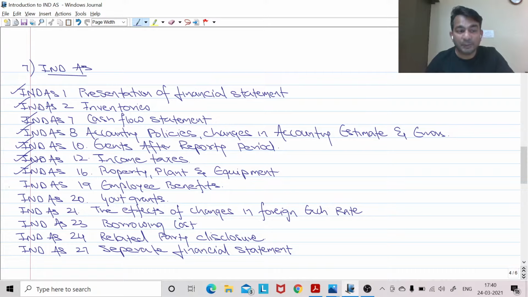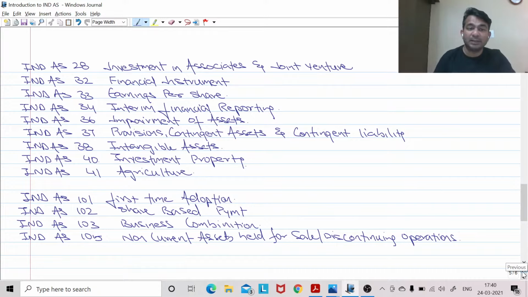Do you remember all of this? IND AS 19, guys, employee benefits. IND AS 20, government grants. Remember the numbers. IND AS 21, effects of changes in foreign exchange rates. Someone standing like that should say IND AS 23, borrowing cost. IND AS 24, related party disclosures. IND AS 27, separate financial statements. Guys, IND AS 28, investment in associates and joint ventures.